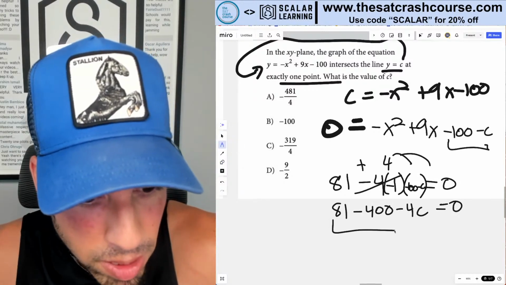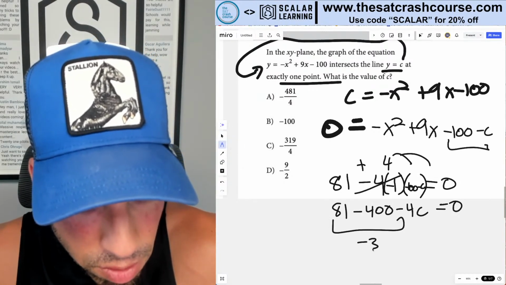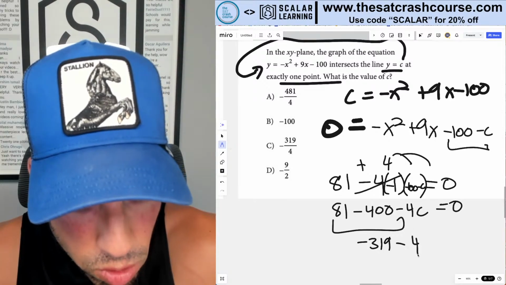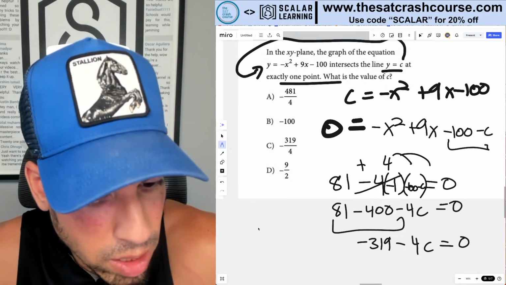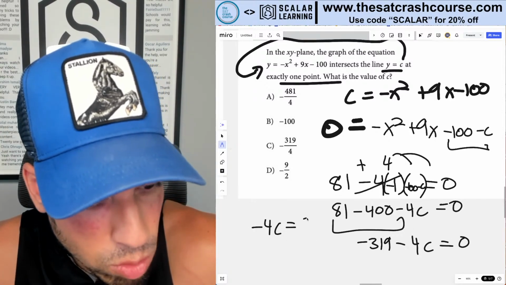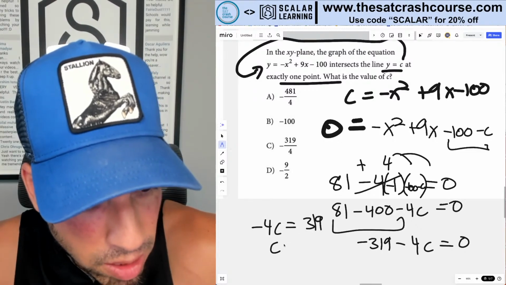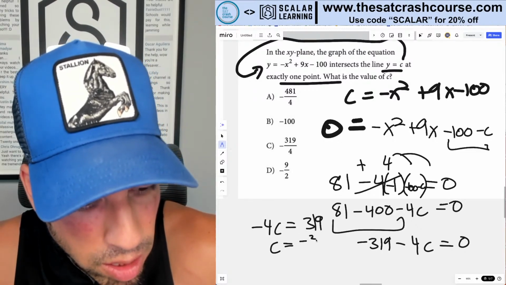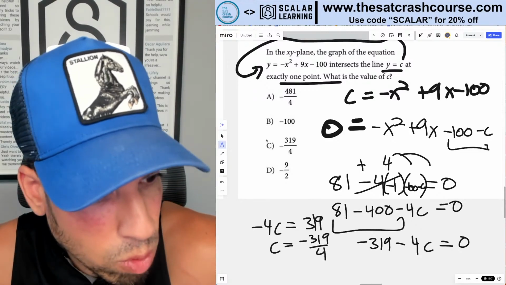Then we're going to combine these guys. That is negative 319 minus 4c equals 0. Add 319, negative 4c equals 319. Divide by negative 4, and we got negative 319 over 4, which is c.